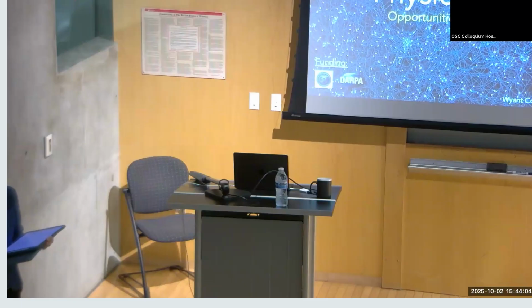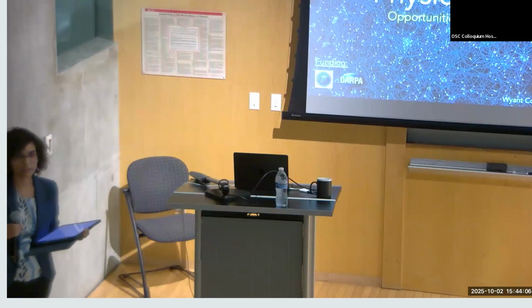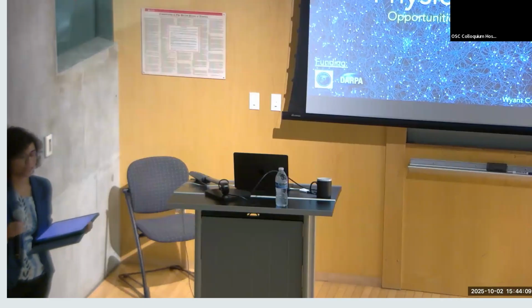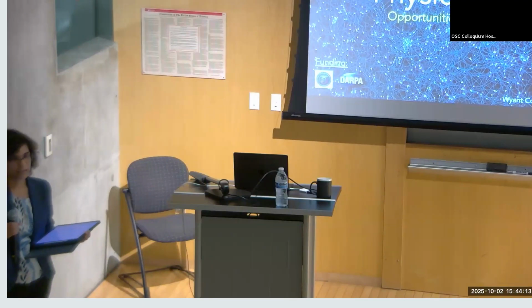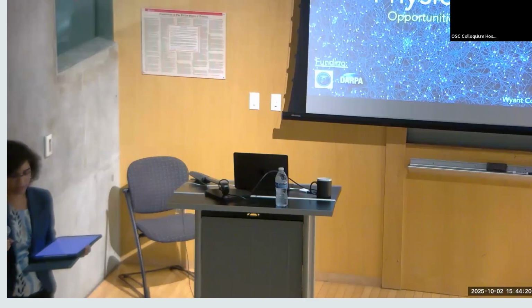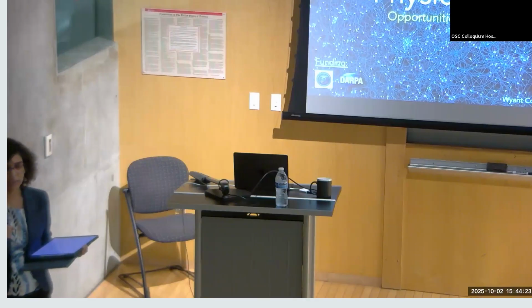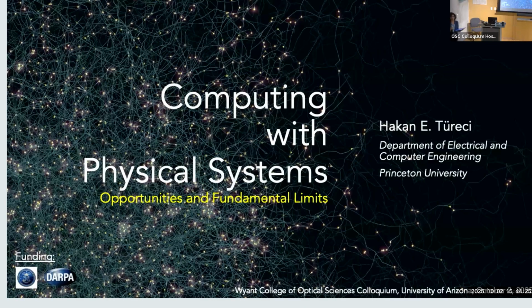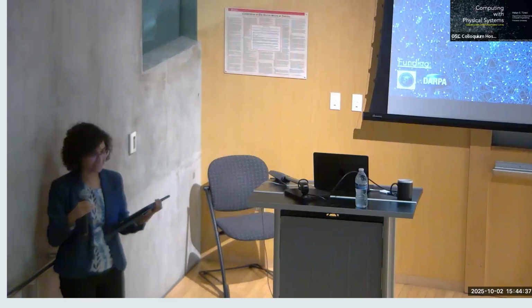Hakan is a professor in the electrical and computer engineering department at Princeton. He did his PhD in physics at Yale, and after that he was a postdoc at ETH Zurich, and then also an assistant professor at ETH Zurich before he moved to Princeton in 2010. And full disclosure, Hakan's my postdoc advisor, my dear former postdoc advisor, and I'm of course a fan of Hakan's physics.